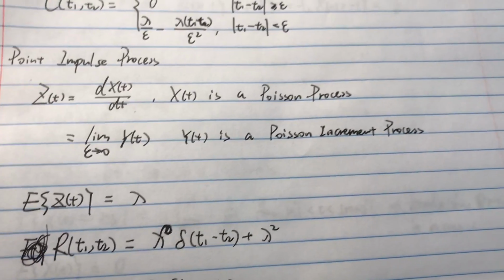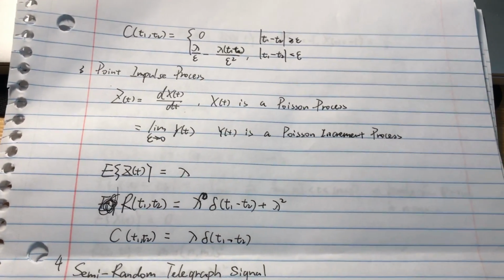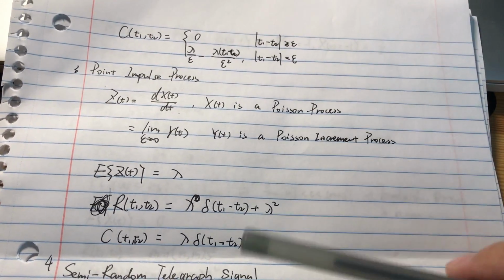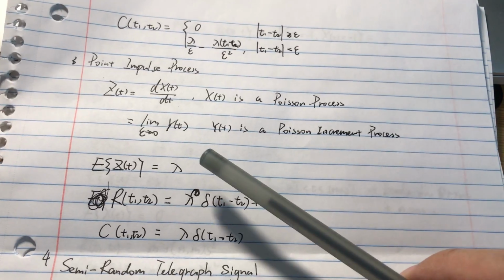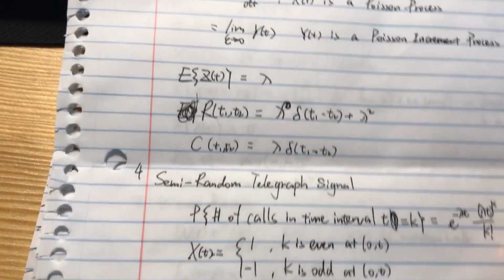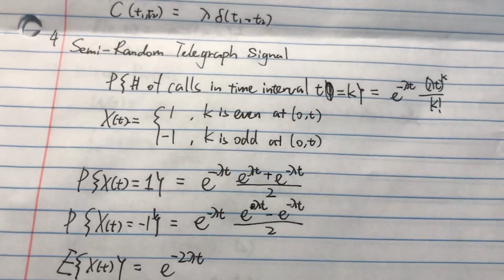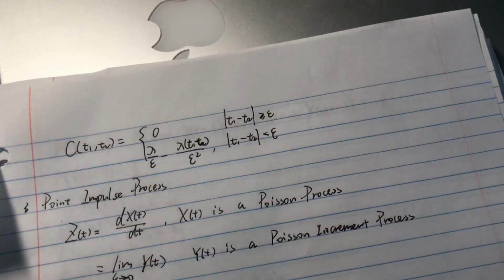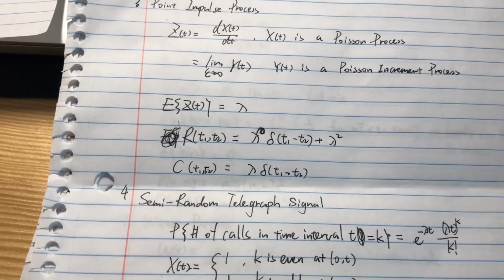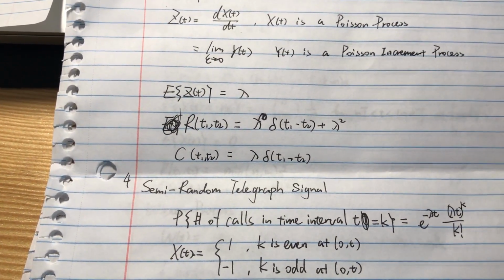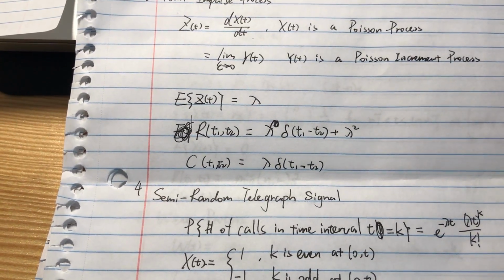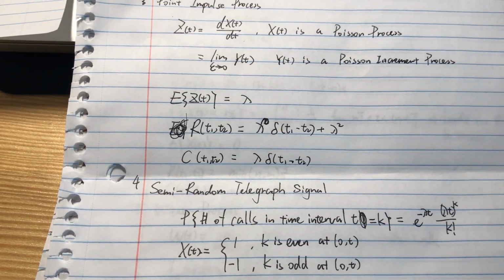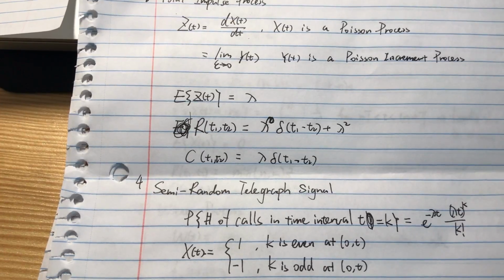The next one is the point impulse process. This one is actually the derivative version of the Poisson process, like the limit as epsilon goes to 0 of the Poisson increment process. The expected value is lambda, as in the last process. When epsilon goes to 0, this keeps lambda, and the autocorrelation is lambda times the delta function of t1 minus t2 plus lambda squared, and the autocovariance is lambda times delta of t1 minus t2.